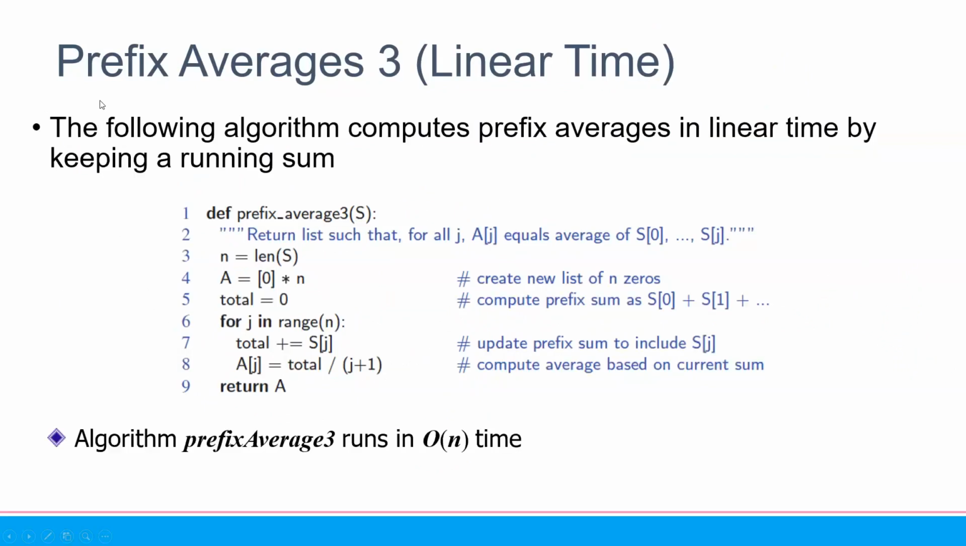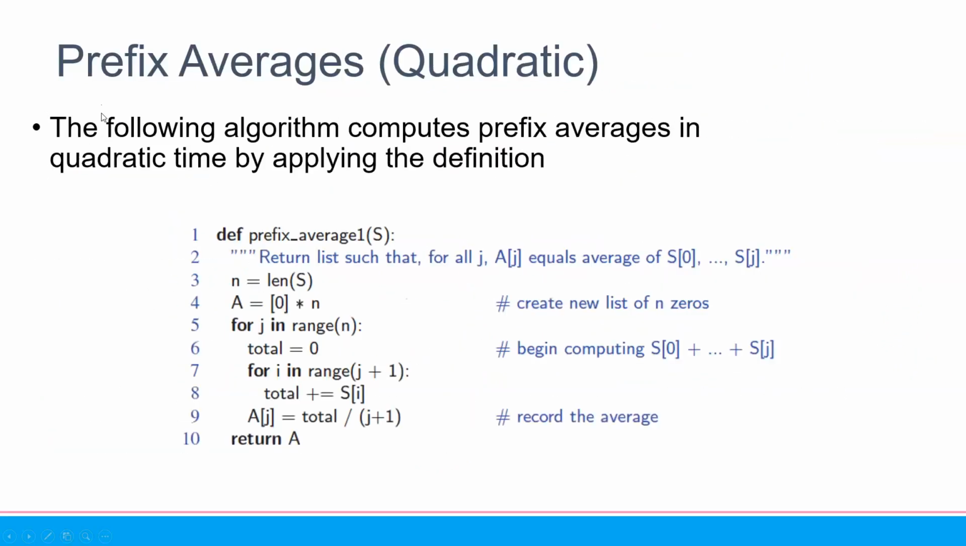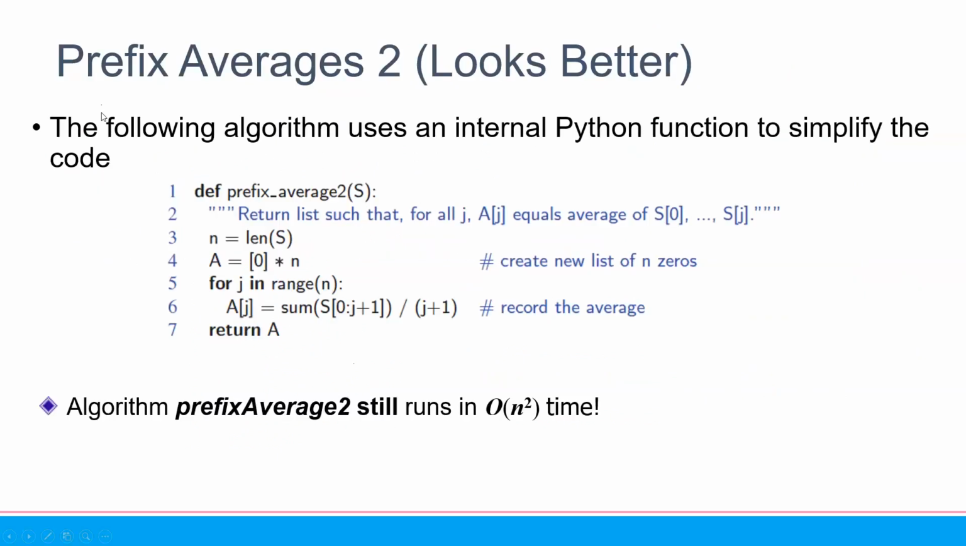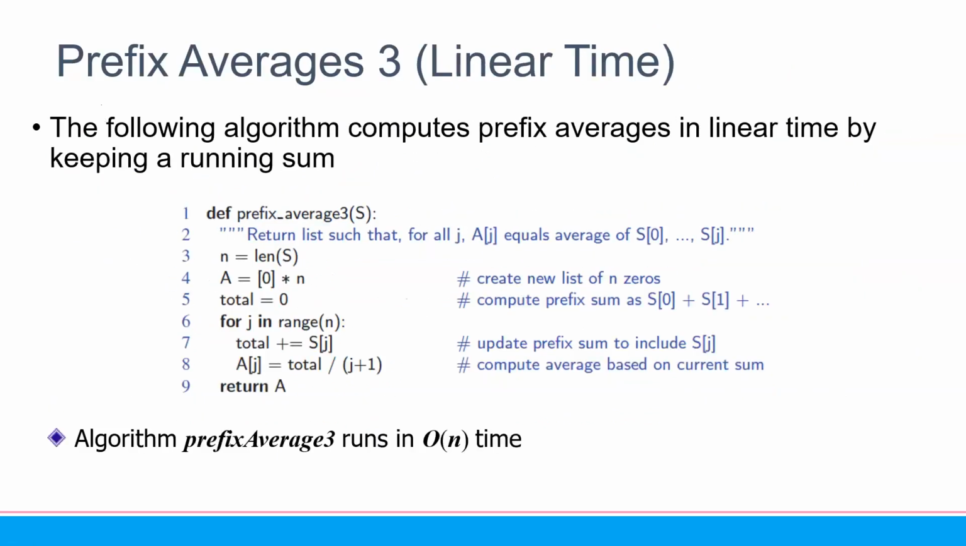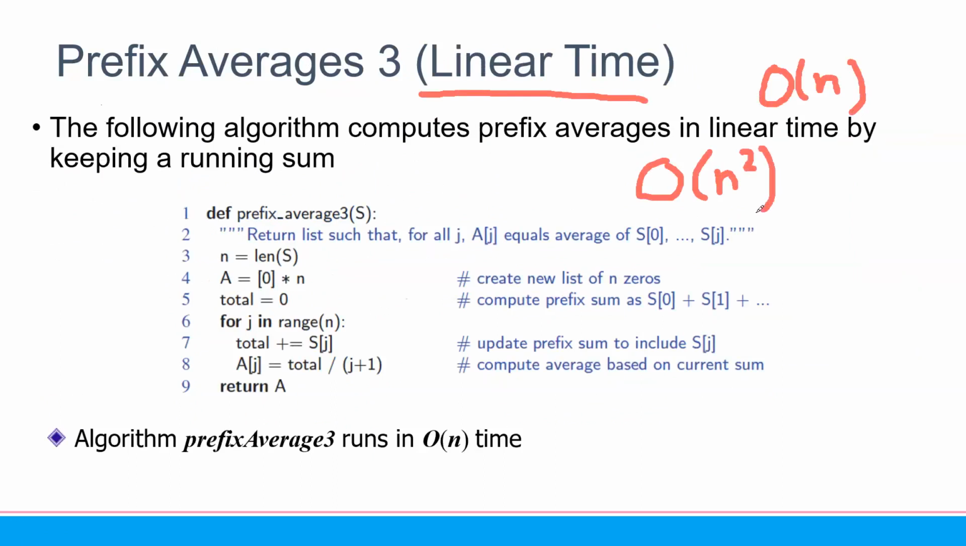So which one is better? Prefix average 1, prefix average 2, or prefix average 3? The best one is number 3 because it shows the best performance. It shows the best complexity. You can run it with O(n). The other algorithms run with O(n power of 2), so the complexity is higher. So we will choose the linear time because it is much better for the computation.